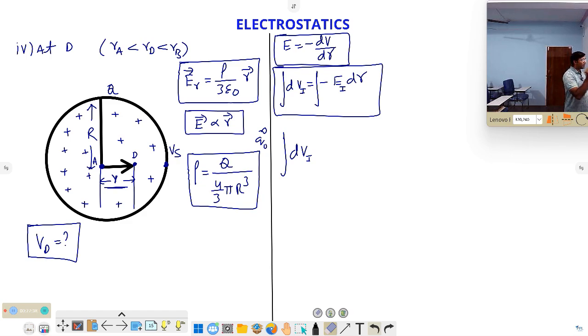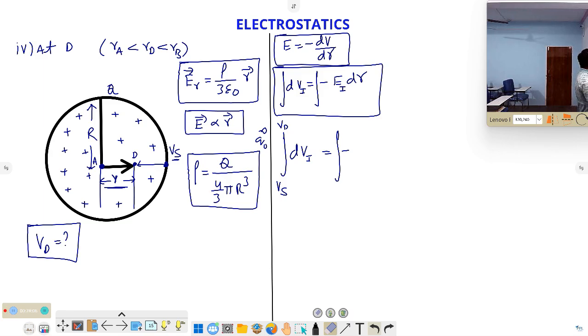Already you know the potential on the surface; we discussed the formula in the previous case. So I can take the limits from the surface to the inside, up to the point D. The limit is from Vs to Vd, because you know the formula for Vs and we need to calculate Vd. The minus indicates the sign convention, and that is the integral.